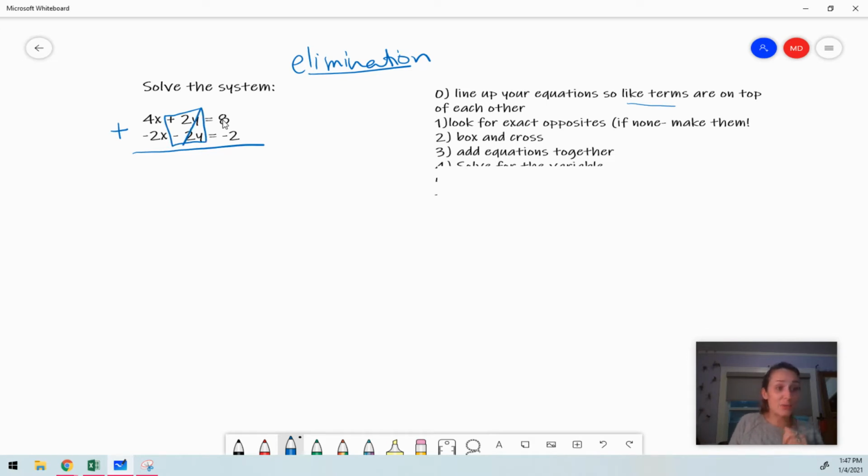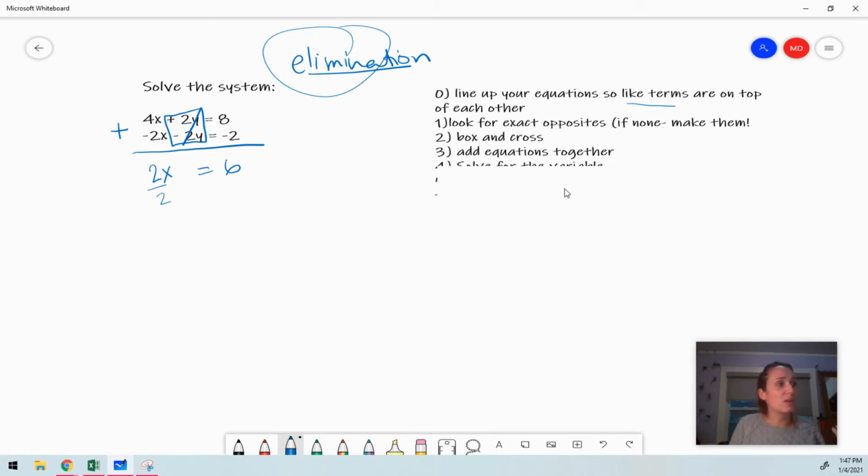Because when I add these two equations together, 4x plus negative 2x gives me a positive 2x. Positive 2y and negative 2y, boom, they eliminate. That's like the whole point, remember? Wow. 8 plus negative 2 gives me a positive 6.